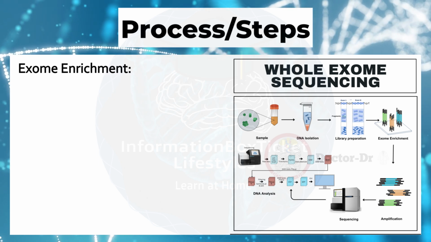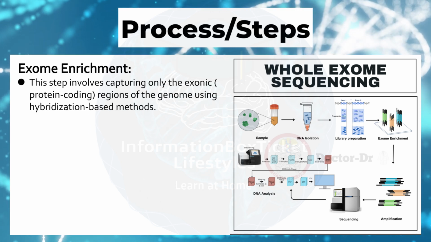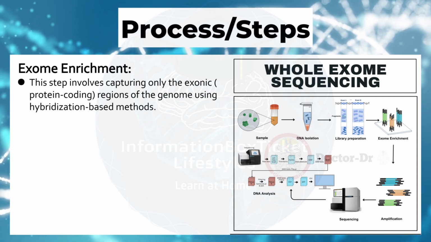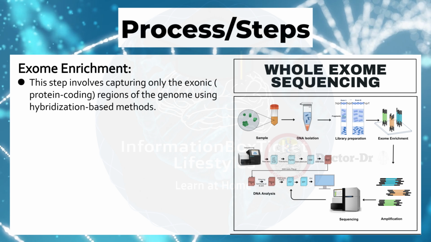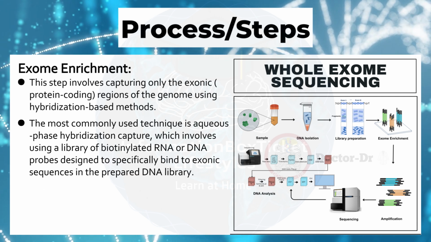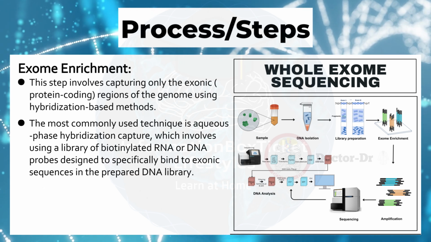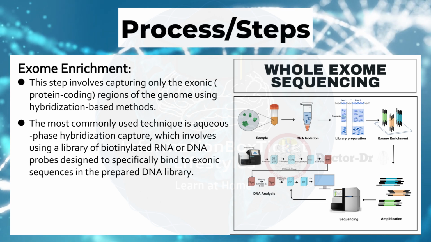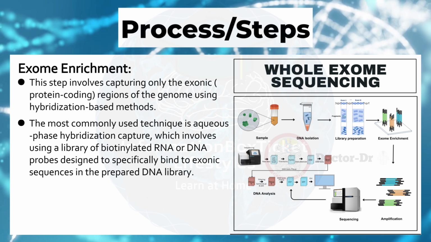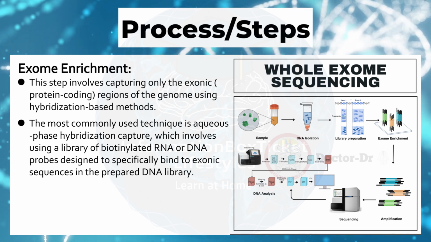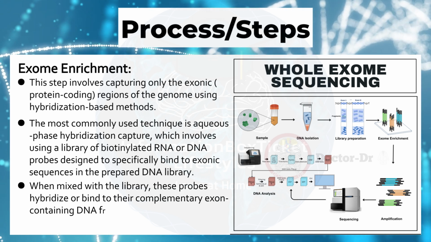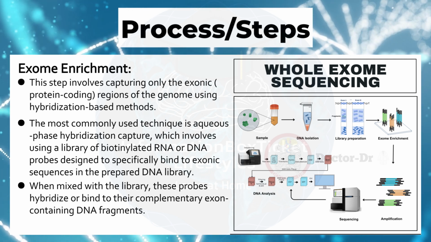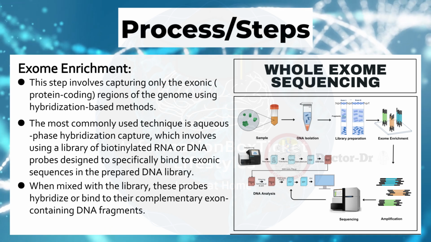Exome enrichment. This step involves capturing only the exonic, protein-coding regions of the genome using hybridization-based methods. The most commonly used technique is aqueous phase hybridization capture, which involves using a library of biotinylated RNA or DNA probes designed to specifically bind to exonic sequences in the prepared DNA library. When mixed with the library, these probes hybridize or bind to their complementary exon-containing DNA fragments.